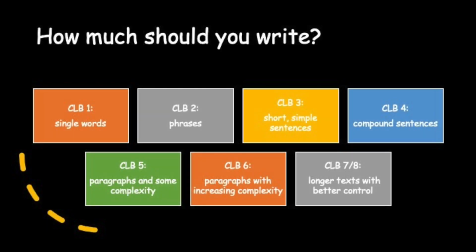So this activity is good for all levels. This slide shows you the expectations. So CLB 1 would be an absolute beginner. They should write single words. And then moving on to phrases, short, simple sentences, all the way up to paragraphs. So students can write at the level that they are at.